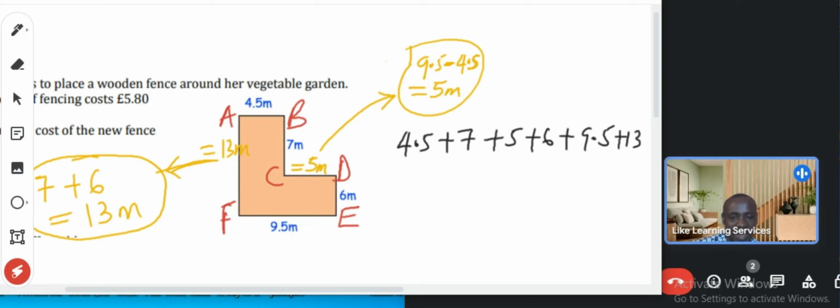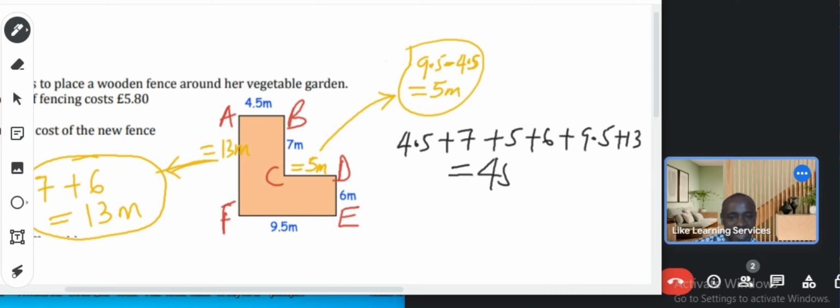I think 4.5 plus 9.5 will give you 14. 7 plus 5 will give you 12. 12 plus 14 is 26. Then plus 6 is 32. Then 32 plus 13 is 45. So the whole thing will be 45 if we are not making a mistake. 45 meters.